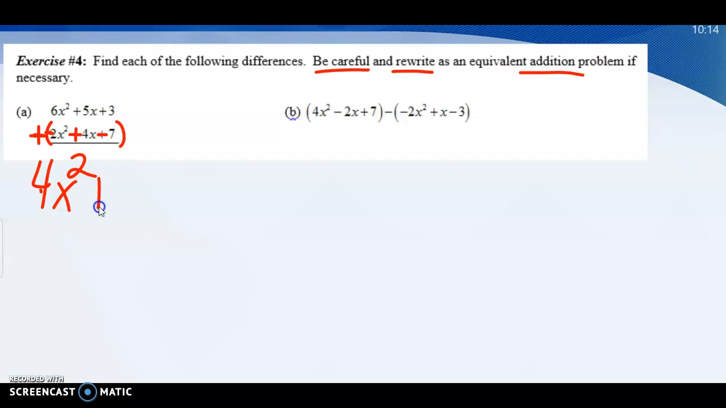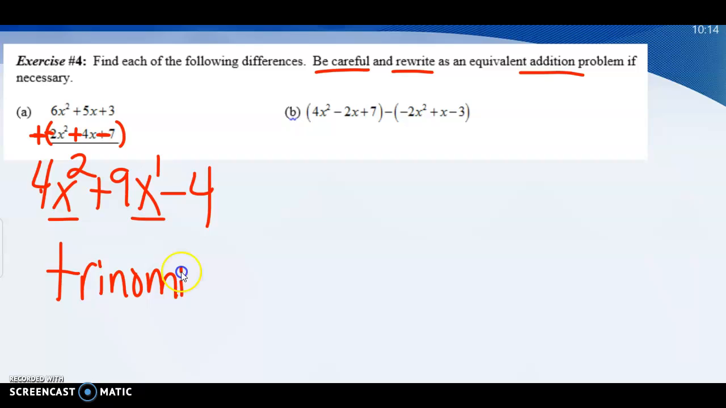5x plus 4x is 9x because we're adding the coefficients. And then 3 plus a negative 7. Again, we change that to a negative. We're really talking about negative 4. And again, these are all different. It's in descending order, making it a trinomial. Okay? Next up, what if it's written horizontally and it's not written vertically?